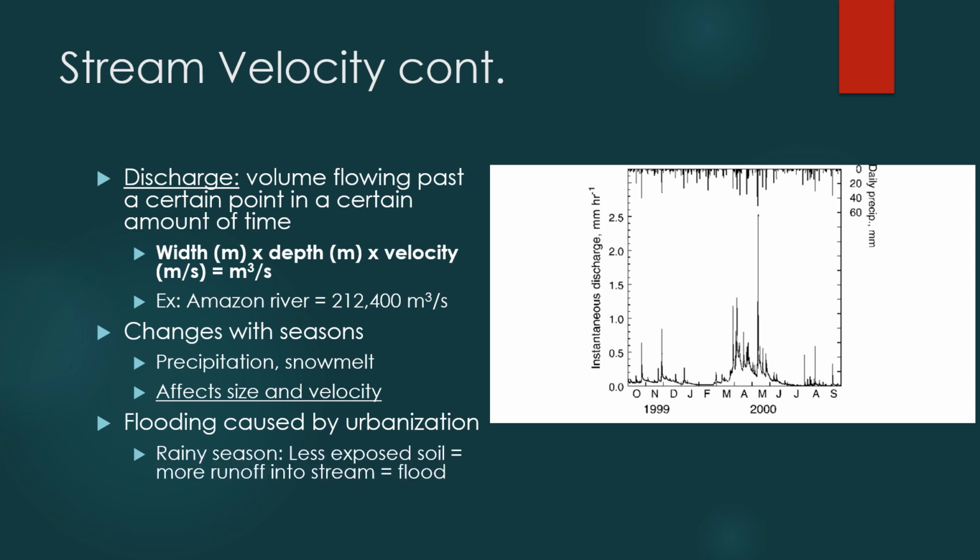And so this causes problems during the rainy season anywhere there's an urban area. We put pavement over everything because, you know, we gotta have stuff to drive on, right? And so that means there's less exposed soil. And if there's not very much soil, then the water, when it hits the ground, it can't infiltrate into the ground, and so it's going to run off instead.